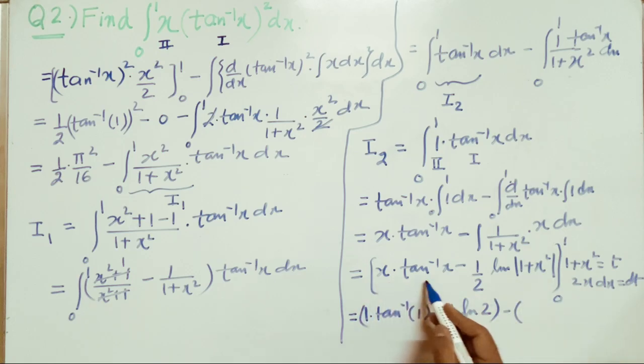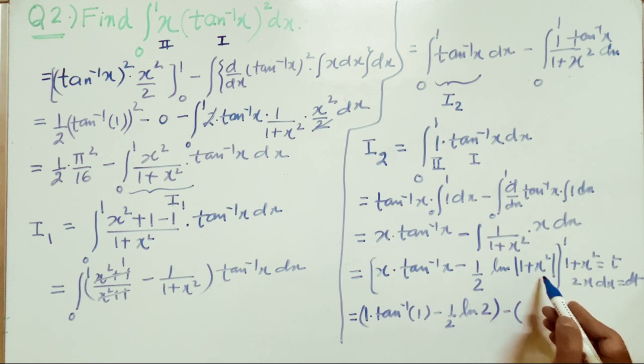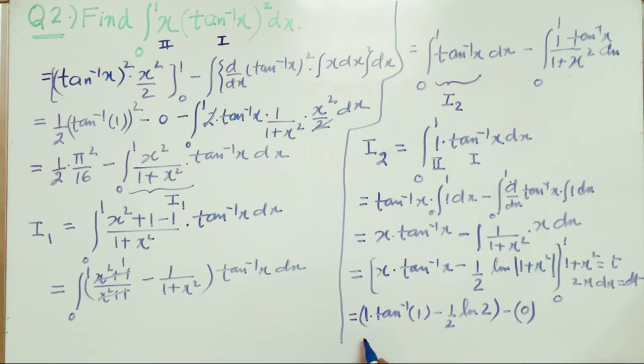So this will become 0 and this will become 0 as well, because ln 1, when we put 0 in place of x, it will become ln 1. Ln 1 is 0, so this part will remain 0. So it means for I2 we will have this value: 1 into tan inverse 1 will be pi by 4. Tan inverse 1 is pi by 4 minus half ln 2. So this will be the value of I2.